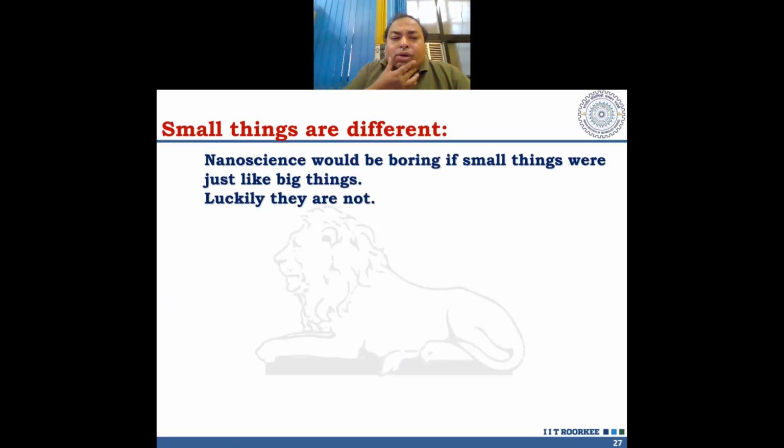So small things are different. Nanoscience would be boring if small things were just like big things. If you take a ball and then a marble, made up of the same material as the ball, you don't see a change of property. So you are not excited to compare between them. They are just different by their size. But if you could reach the nano level, you see very interesting changes in its intrinsic property. And that's why nanoscience, nanotechnology is so interesting.